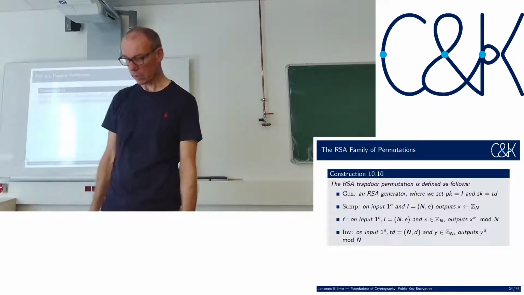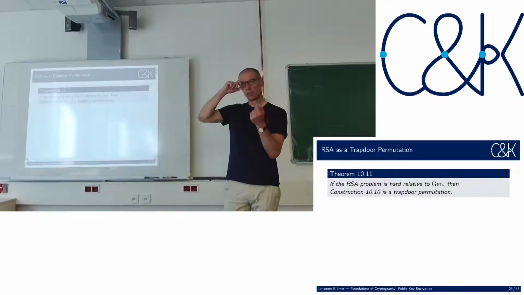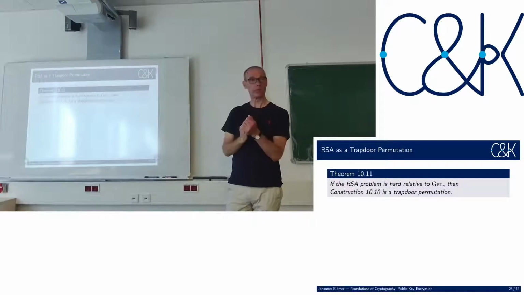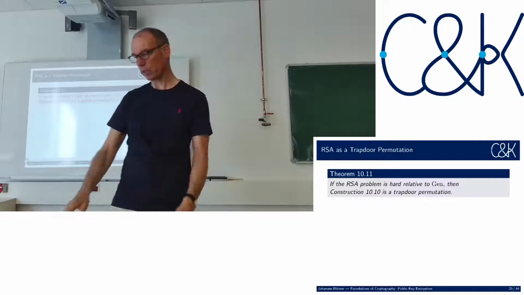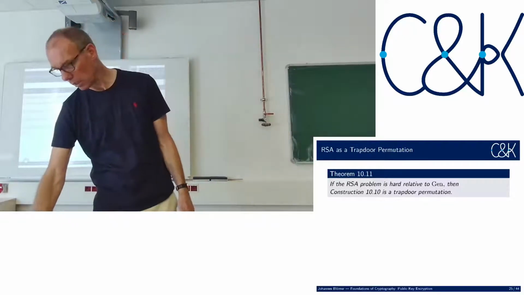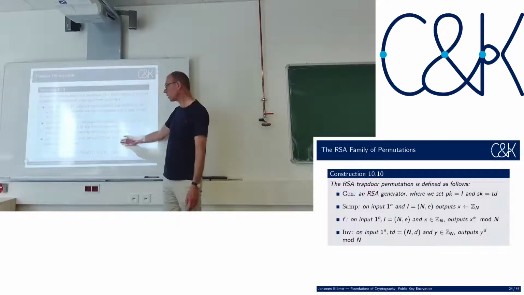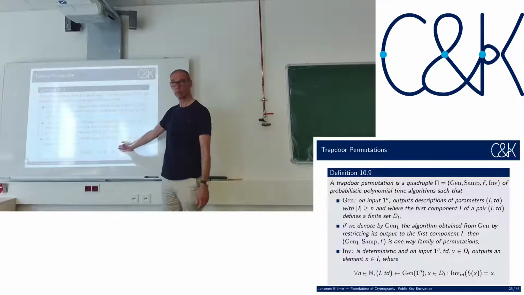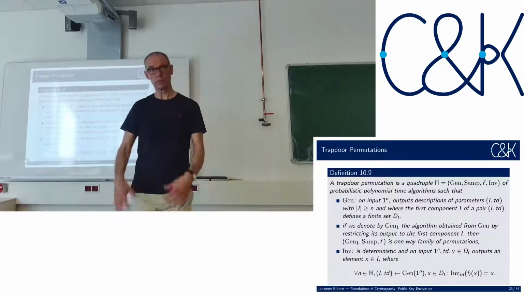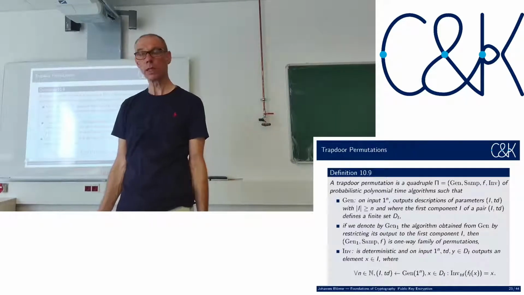And what we have is that if the RSA problem is hard relative to Gen, then this is a trapdoor permutation. Because, as I said, if the RSA problem is hard relative to Gen, then this property here is satisfied. And this here is satisfied anyway, as we saw already. That's a simple mathematical problem. We have an inversion algorithm. That's a requirement we assume for this RSA generator. Okay.